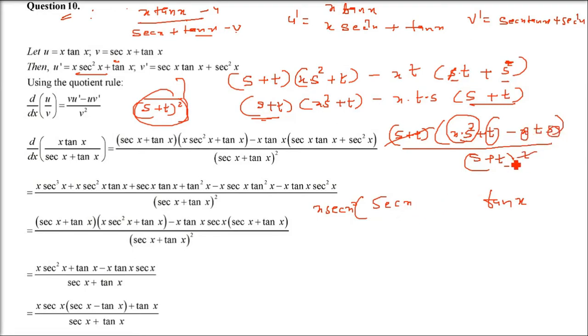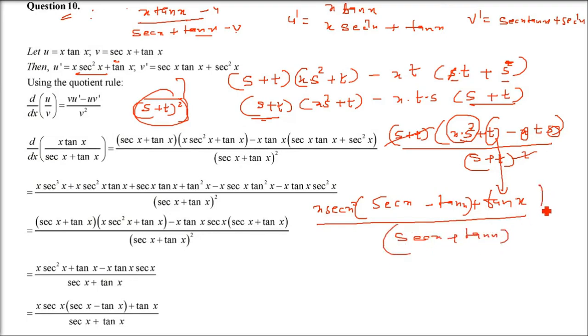So you have sec x minus tan x, sec x minus tan x, plus tan x, and tan x was already there. So you have sec x plus tan x. Okay, this is the final solution.